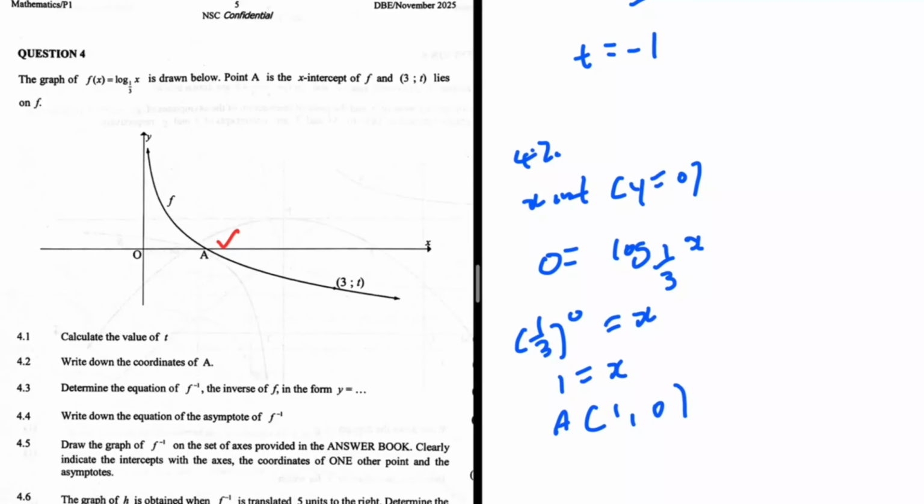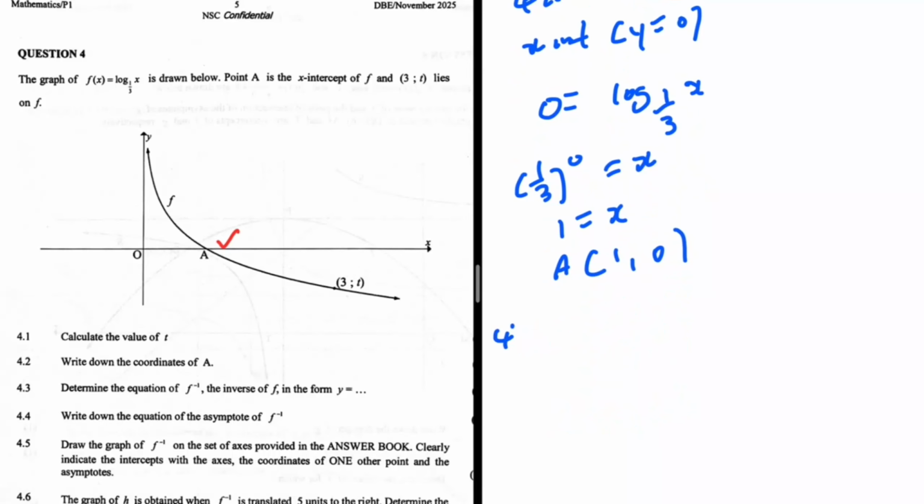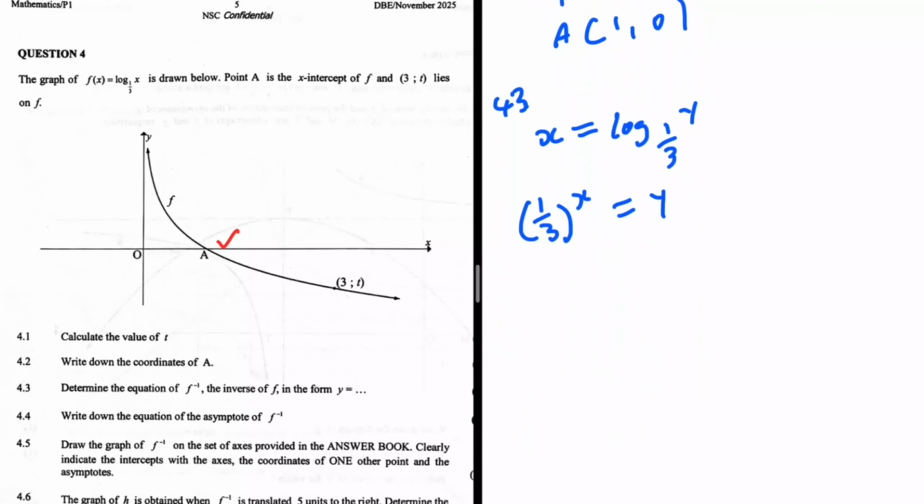Okay, so that is 4.2. 4.3: we're looking for the inverse. So I'm just going to go ahead and swap x and y at this point. Swapping x and y, I get x equals log of y base 1 over 3. So what do I have? 1 over 3 to the x equals y. Right, that is 4.3. 4.4: write down the equation of the asymptote of f inverse. The x does not have an asymptote, because it's defined for all values of x. But y equals 0 is our asymptote, as y can never be equal to 0. This cannot be equal to 0 under whatsoever conditions.